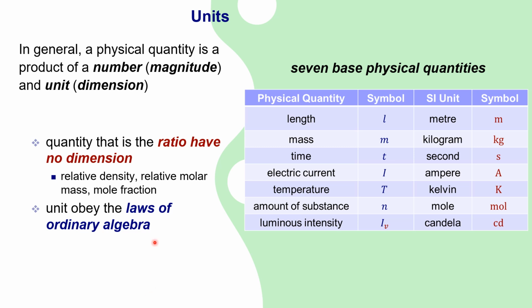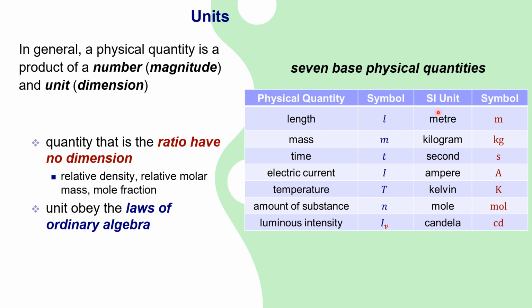Okay, next we are looking at the unit. When we say something is a number, we have to follow with the units. The number only shows the magnitude, but the unit will show you the dimension. For example, if you look at the 7 base physical quantities in this table, you can see what is measured. For example, we are measuring the length, so the symbol is a small letter l.